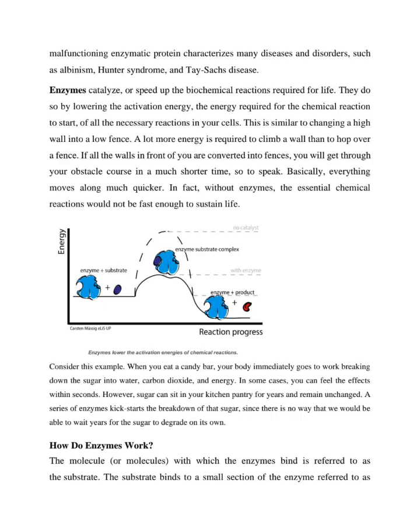They do so by lowering the activation energy, the energy required for the chemical reaction to start, of all the necessary reactions in your cells. This is similar to changing a high wall into a low fence. This figure shows a lot more energy is required to climb a wall than to hop over a fence. If all the walls in front of you are converted into fences, you will get through your obstacle course in a much shorter time. So basically everything moves along much quicker.